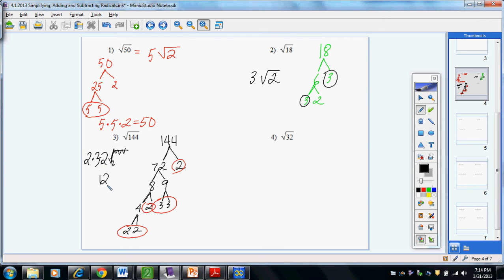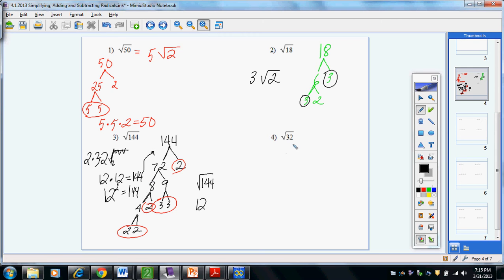What that's telling us is that if I was to multiply 12 by itself, it would equal 144. So the square root of 144 has a perfect square, which is 12. Because again, we know that 12 times 12, or let's just use exponents here, 12 squared equals 144.